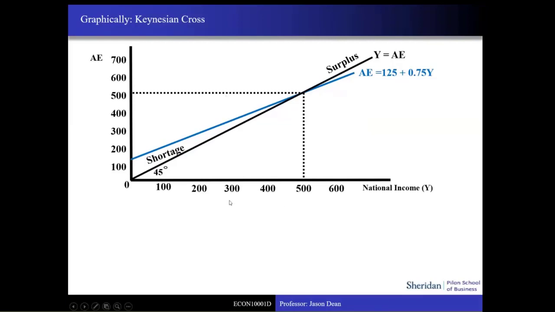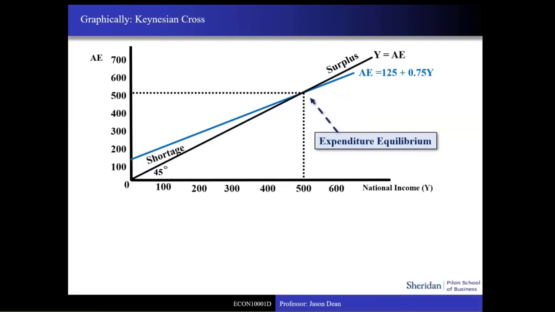So at any income levels below that, we're going to have a shortage because the amount people want is greater than the production. Here we have surplus. So there's a tendency for us to go to the equilibrium point here. So we'll call this the expenditure equilibrium.